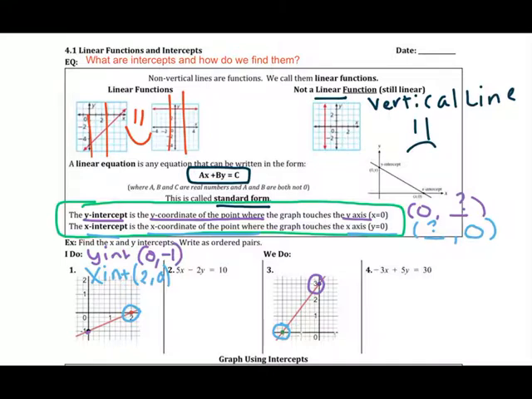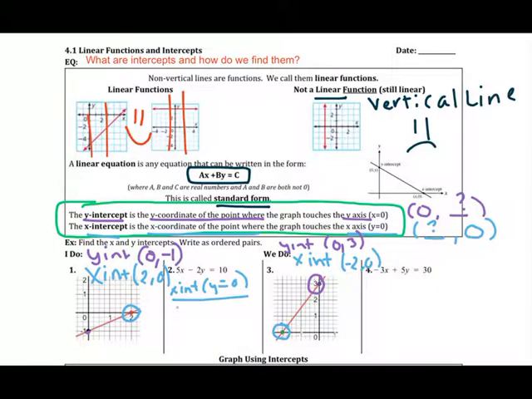Okay, the y-intercept is crossing the y-axis at 3, so the y-intercept is the point 0, 3. The x-intercept is the point that's touching the x-axis, which is -2, 0. So when you're looking at a graph, you're just looking where are the points crossing the x and the y axis. When you are looking at an equation, like in number 2 and number 4, what you're going to do is actually plug in 0 for one value to find the other intercept. So for example, let's find the x-intercept first on number 2. To do that, we're going to plug in 0 for y.